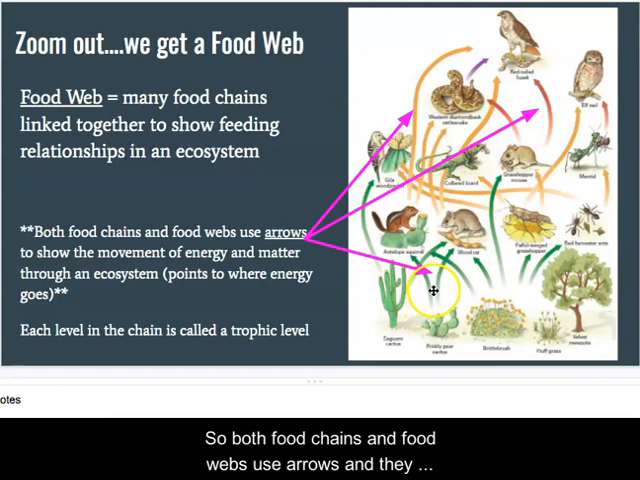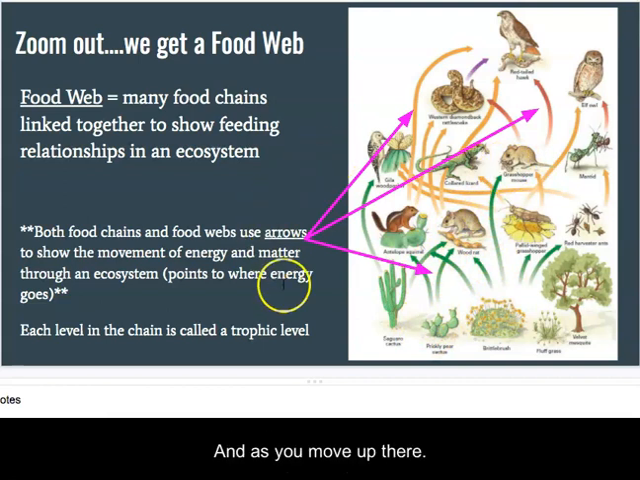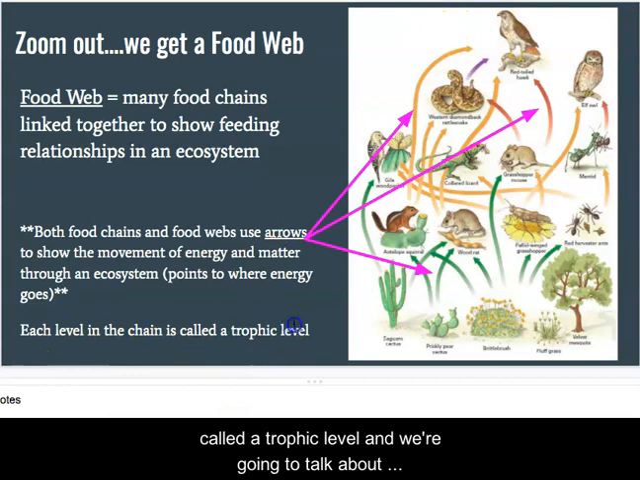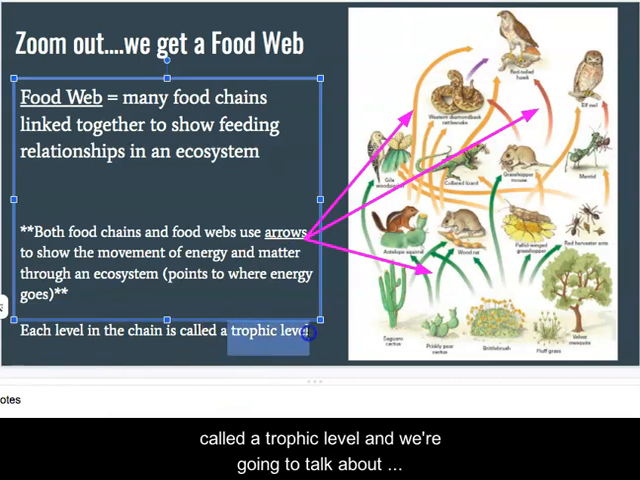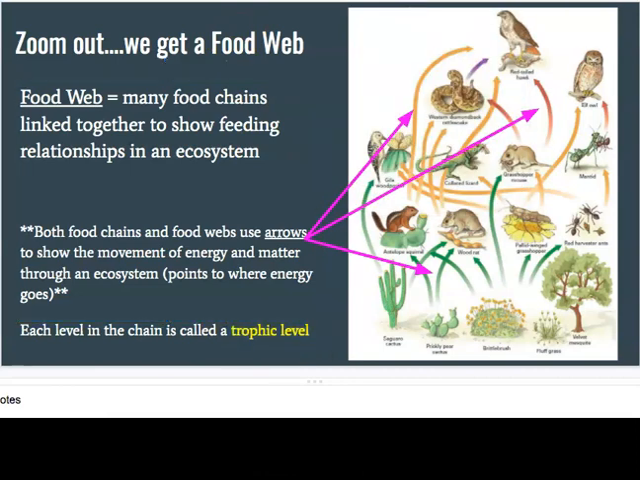So both food chains and food webs use arrows, and they show the movement of energy and matter through the ecosystem. Wherever the energy is going, it is signified in an arrow. And as you move up the web, or as you move along the chain, each level is called a trophic level. And we're going to talk about trophic levels in a moment on the next slide.